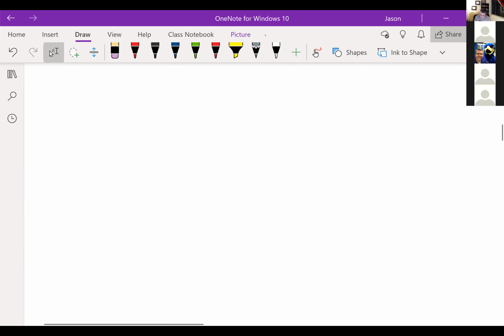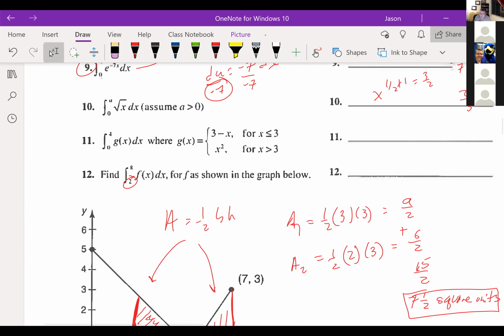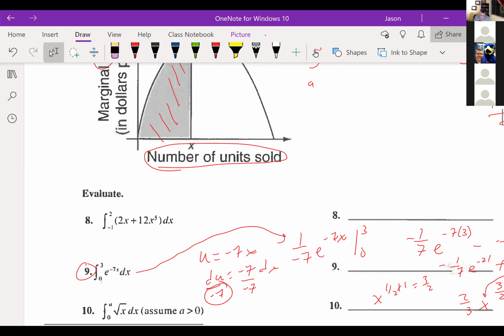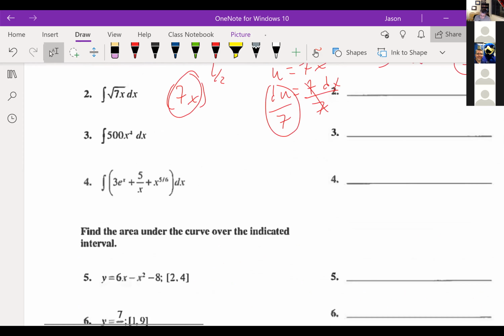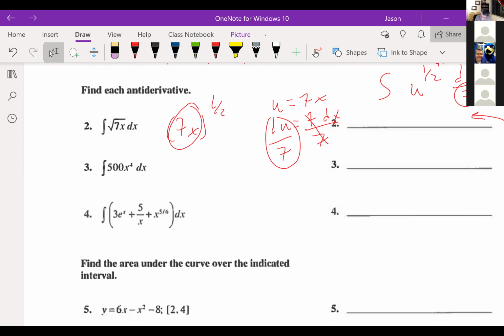Number 4. Let's see what we got here. Okay, so this is 3 e to the x. The integral of e to the x is e to the x. So that's going to be 3 e to the x. 5 over x is going to be plus 5 natural log of absolute value of x. 1 over x is natural log.